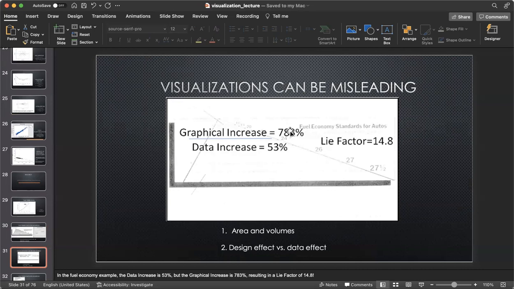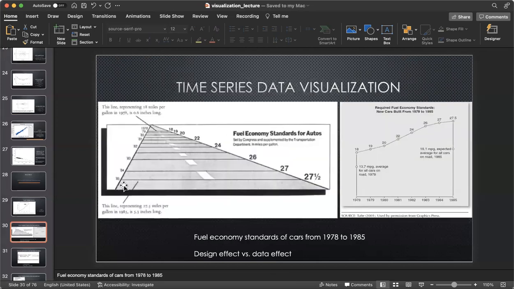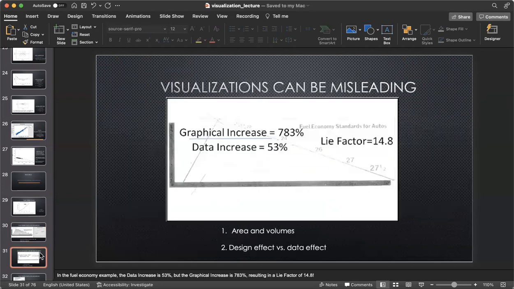The data is increasing by 53%, but somehow graphically you are showing it as an increase of 783%. Due to this fancy effect of how this chart is compressing this particular data point here versus this particular data point here. So the lie factor is 14. You should always aim for a lie factor of 1, like show the exact amount of data increase that your data says. Your visualizations should not mislead, but tell you exactly what the data is saying. Aim for a lie factor of 1.